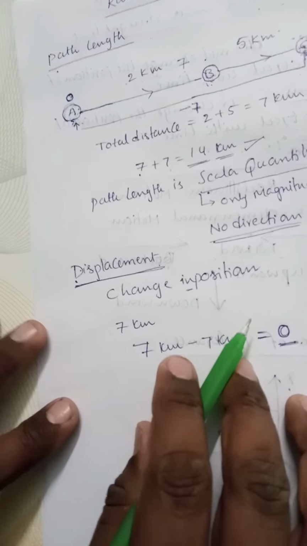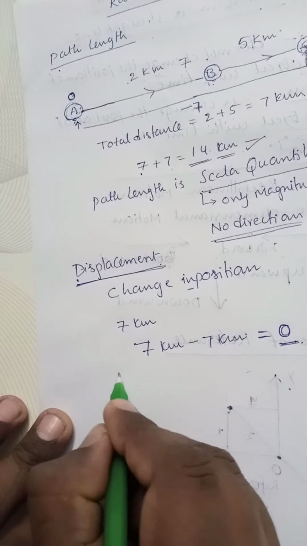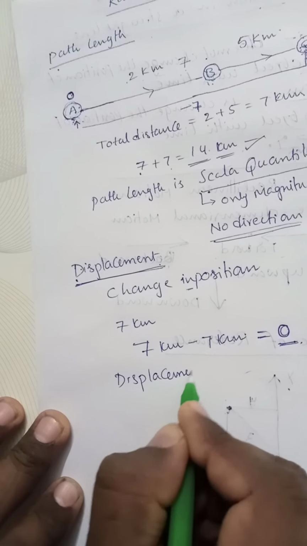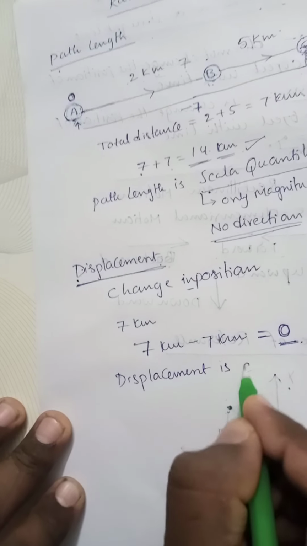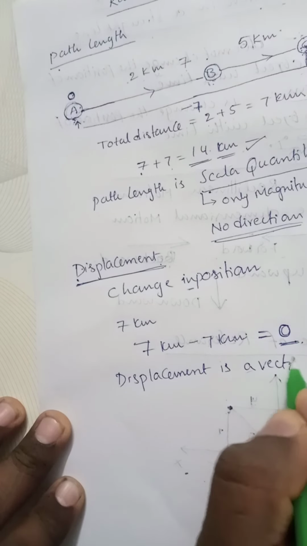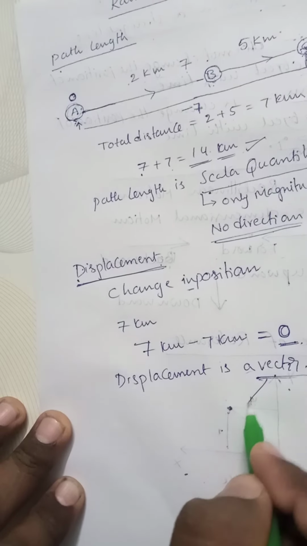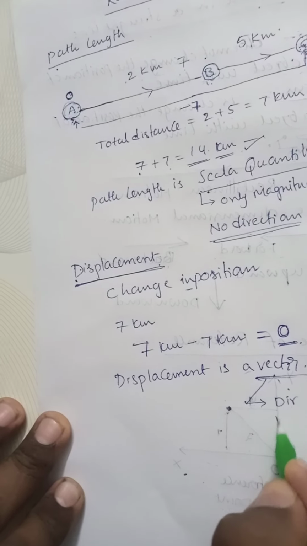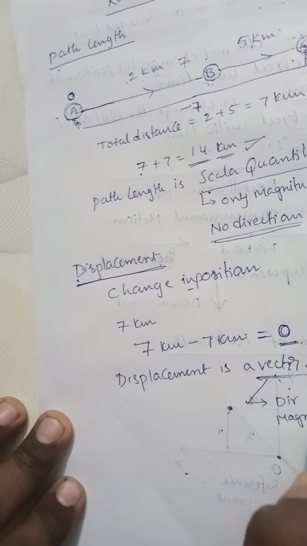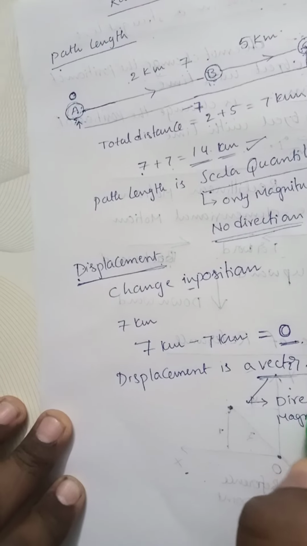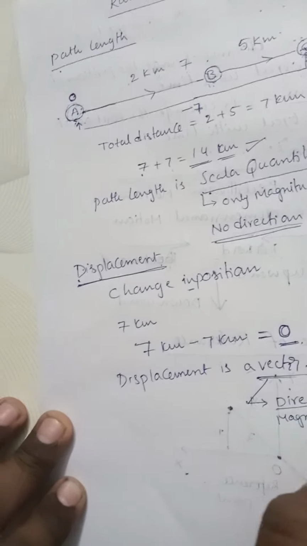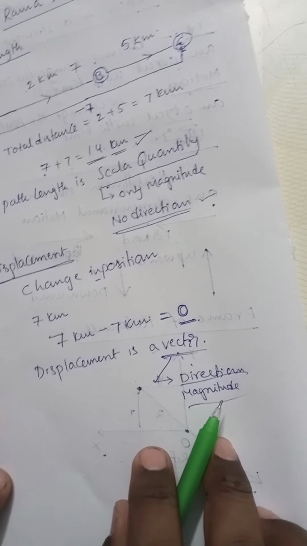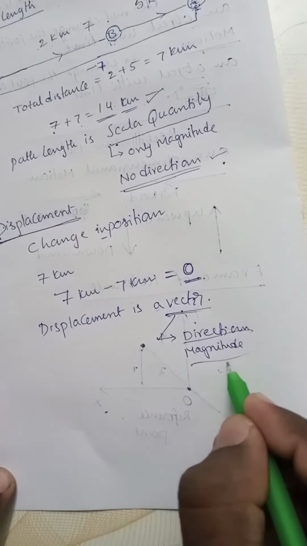Because of this reason, displacement is a vector. Here vector means both direction and magnitude are mentioned. So that is the explanation about displacement.